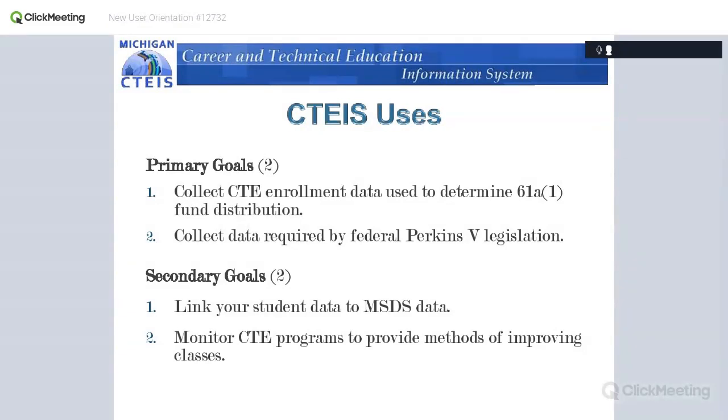We have a variety of secondary goals. The first is to be able to take all of the CTE data and link it back into the Michigan School Data Systems master data set, so that CTE is included in the whole statewide school data set. We also collect it and prepare it and return it back to districts so that they can use it as a tool to review their own programs and improve them and make sure that they're doing the best that they can.